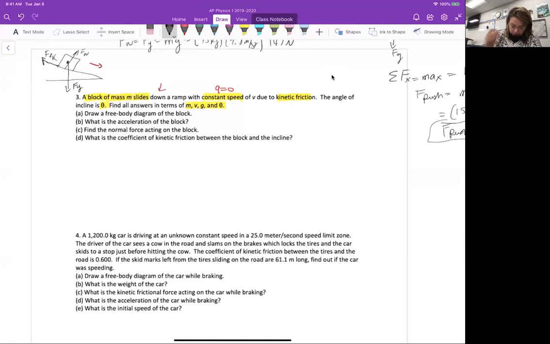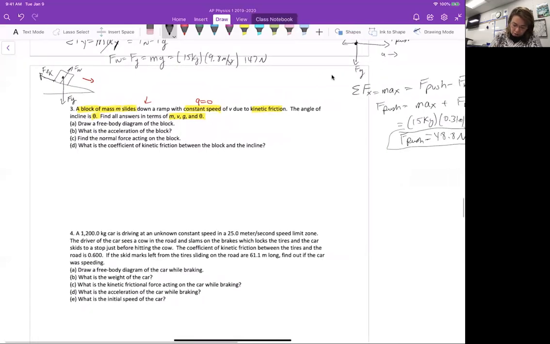Draw a free body diagram on the block. Okay, this is where my x-axis is. This is my x-axis. This is my y-axis. So I'm coming down over here and I'm going to draw it in the XY plane that I'm used to seeing. That's my recommend. Force normal straight up the Y.